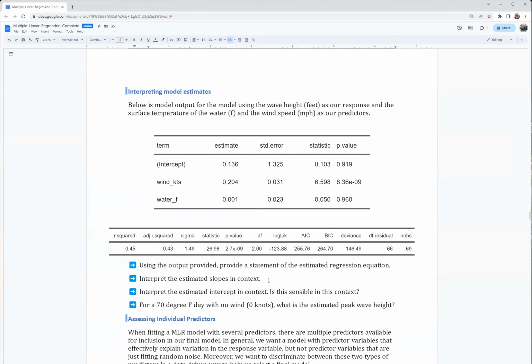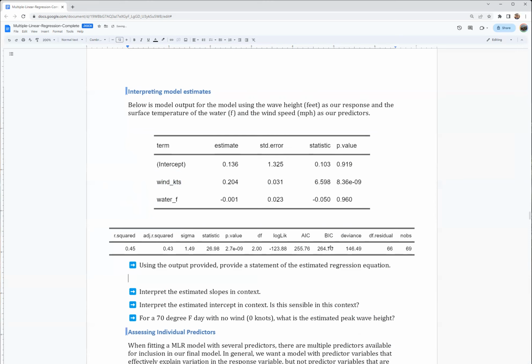So this is the regression output for modeling the wave heights in feet as our response variable, using the surface temperature of the water and the wind speed in knots as our predictor variables. It looks very similar to the structure of the output for the simple linear regression model.